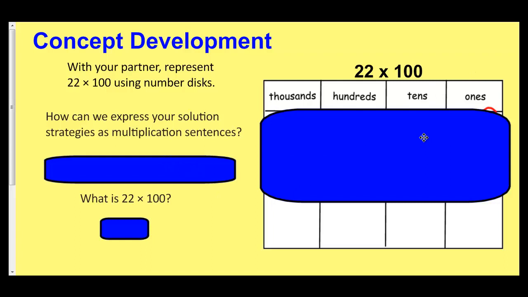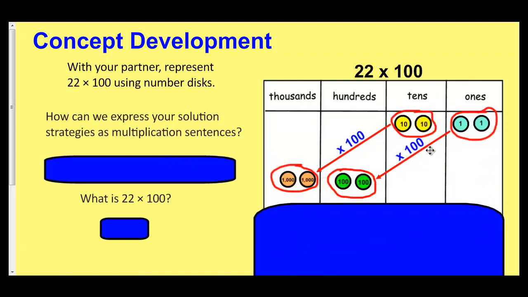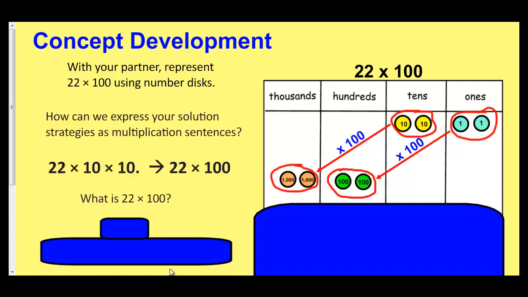Okay, so let's take a look here at what we have. So we have 22, here's 2. Notice if it's times 100, I'm skipping the tens place and going 2 places over. So 2 times 100 is 200. 20 times 100 is 2,000. So this is just another way to represent this multiplication sentence. So you could say 22 times 10 times 10 is the same thing as 22 times 100. And 22 times 100 is 2,200.